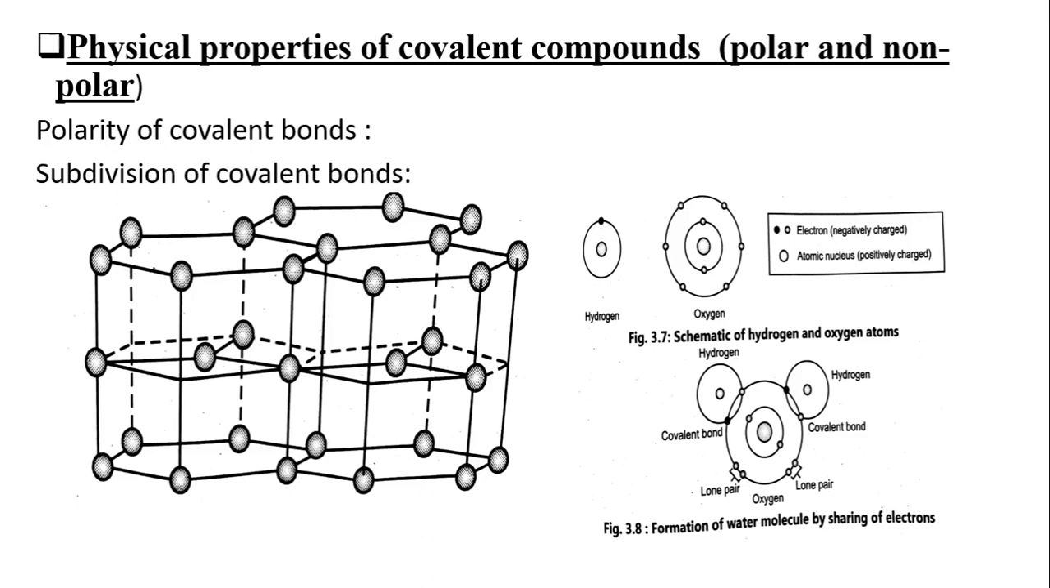Elements that have high electronegativity and the ability to form 3 or 4 electron pair bonds often form such a large macromolecular structure. Consider the formation of water molecules, shown in this figure here. This hydrogen and here oxygen. Electron negatively charged and atomic nucleus is positively charged.